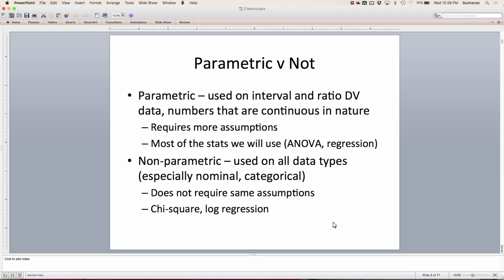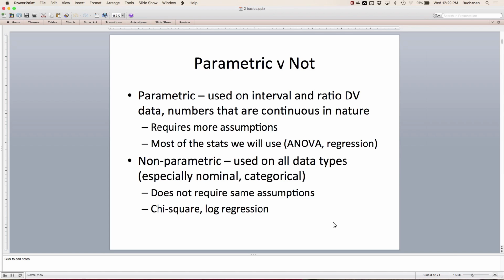Most of the stats we're going to use are going to be parametric. So ANOVAs, regression, and we're going to do factor analysis. Most of the stuff you see is parametric. Non-parametric is mostly when you're dealing with categorical data. You can actually do non-parametric stats on any type of data. It's more flexible, but most people don't like it because it's a pain.